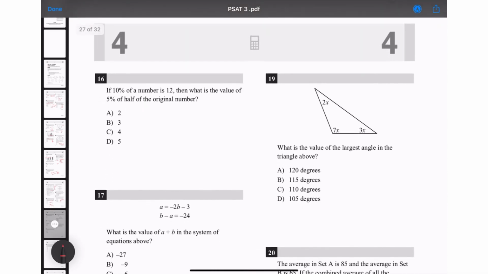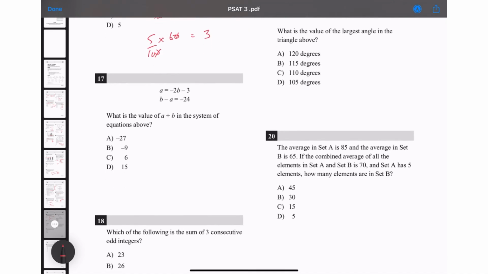Going to question number 16. If 10% of a number is 12, then what is 5% of half of the original number? Let the original number be X. And 10% of X is 12. It means X is 120. Then half of X is 60. We need to find 5% of 60. That will be 3. So answer is 3.